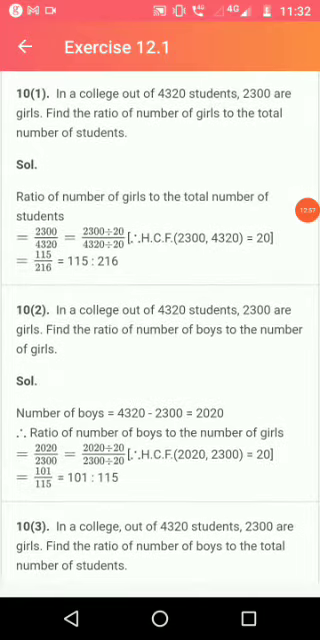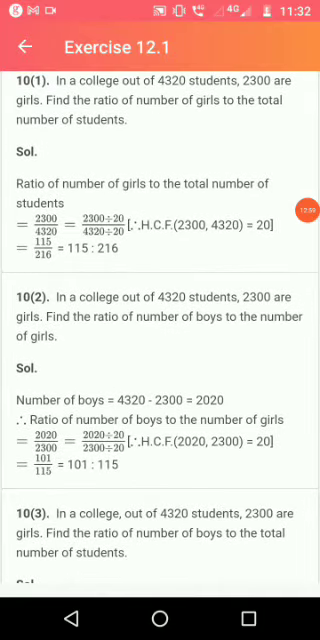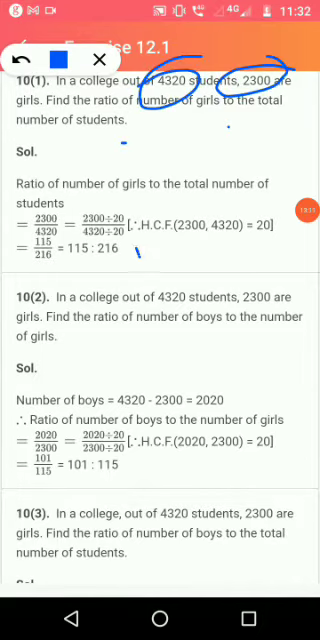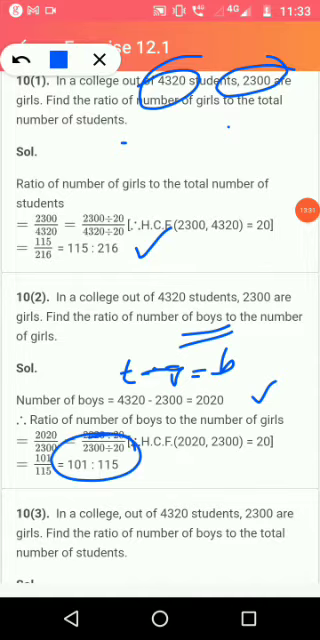Next. In a college, out of 4,320 students, 2,300 are girls. So find the ratio of girls to total students. So I know the number of girls to the total students. I will get the answer. Okay. Next question, find the ratio of boys. How will you get the number of boys? If you minus the number of girls from the total, I will get the number of boys. So this is the number of boys. Right. Find the ratio. You have got the answer.